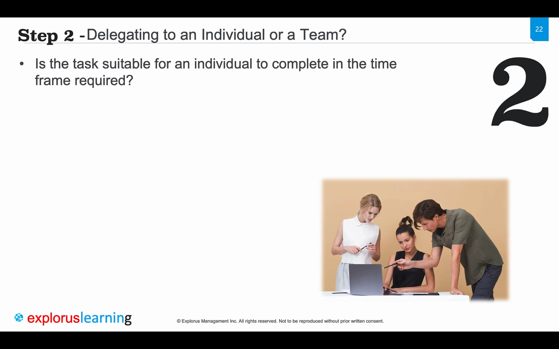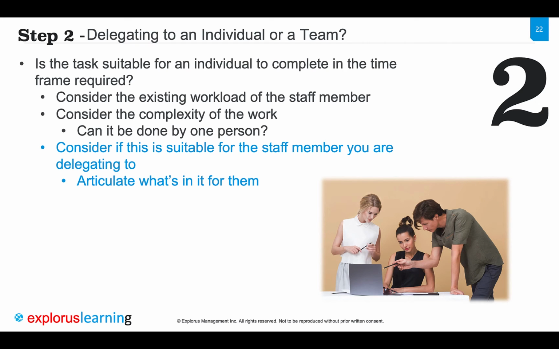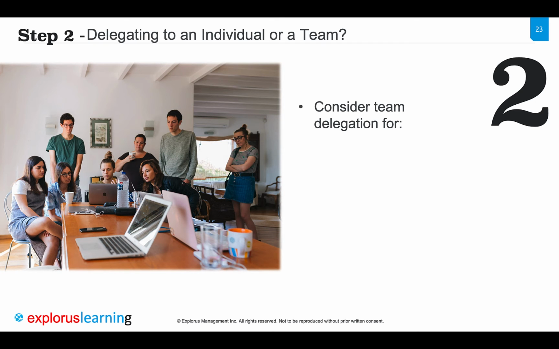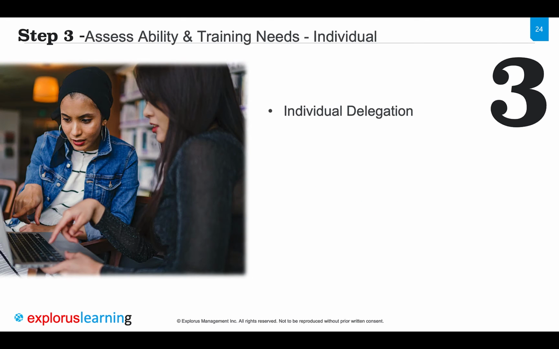Step 2, delegating to an individual or a team. You need to be able to define if the task is suitable for one person to complete in the time required or for a team of people. If it's for one person, consider the existing workload of the staff member, consider the complexity of the work, can it be done by one person? Consider if it's suitable for that person you're delegating to and be able to articulate what's in it for them. Consider a team delegation for complex work with longer durations, or work requiring multiple skill sets.